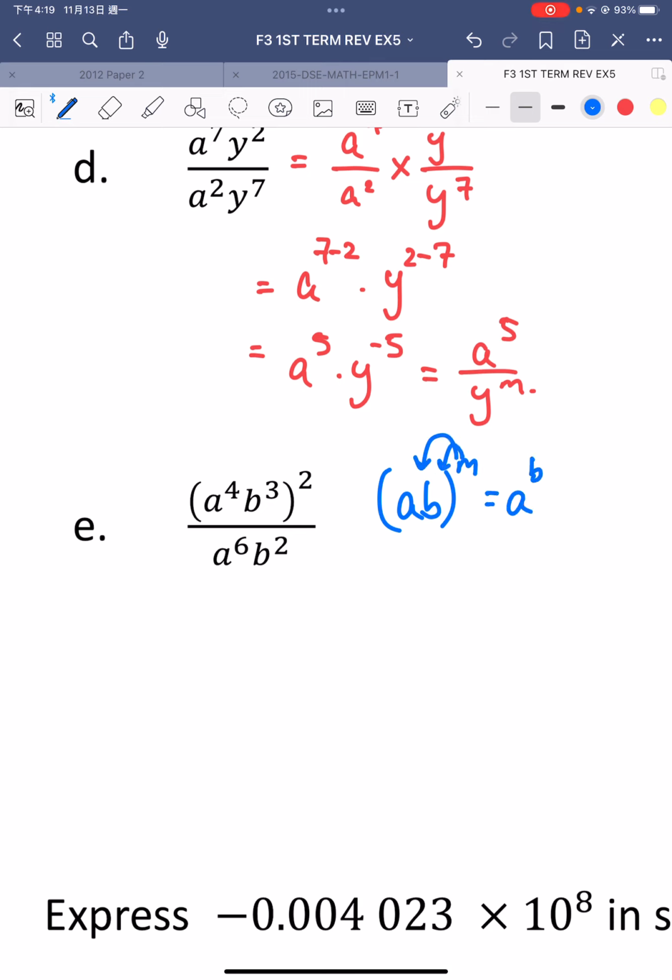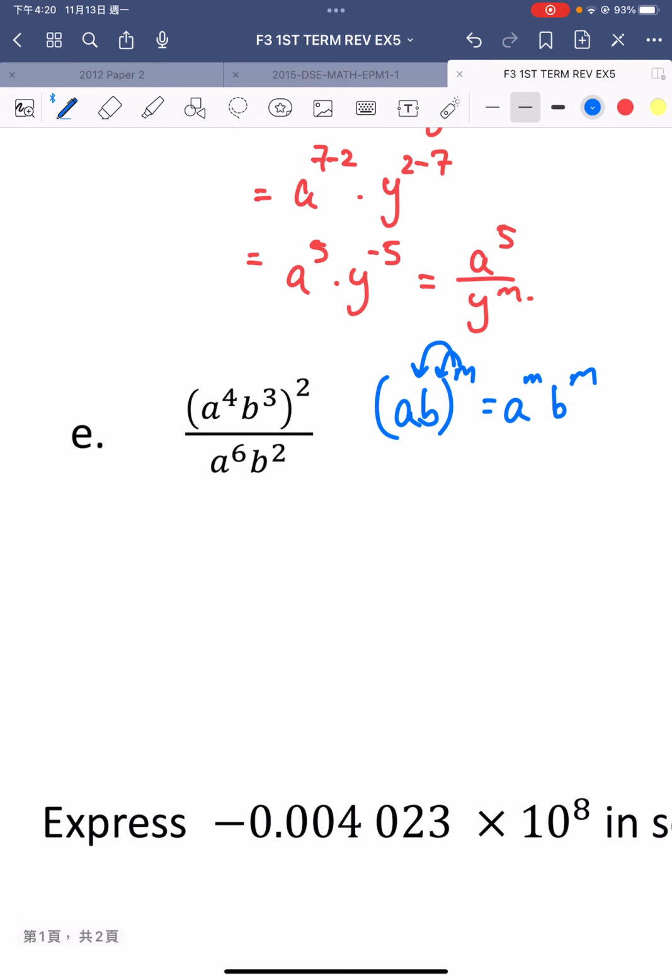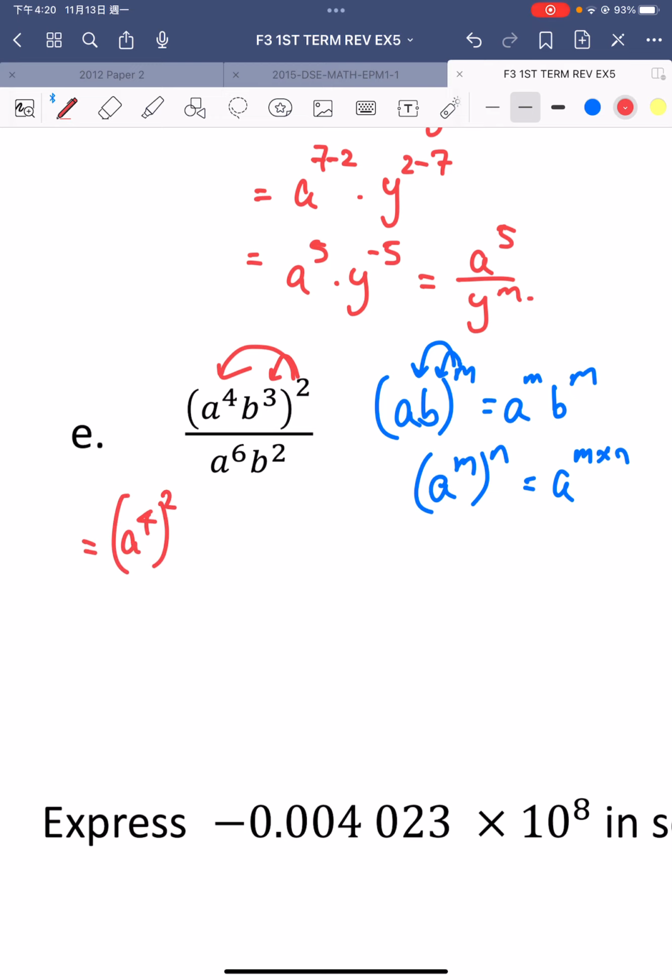So we get a to the power of m times b to the power of m. And then we use the rule that if a to the power of m, in brackets, has another power outside the brackets, then you multiply the powers together, so m times n. For this one, we have a squared here, so we distribute the square to both of them. So we have a to the power of 4 squared, and then b cubed and then squared. What we have done is just distribute the square to both of them, and then we divide by a to the power of 6 together with b squared.